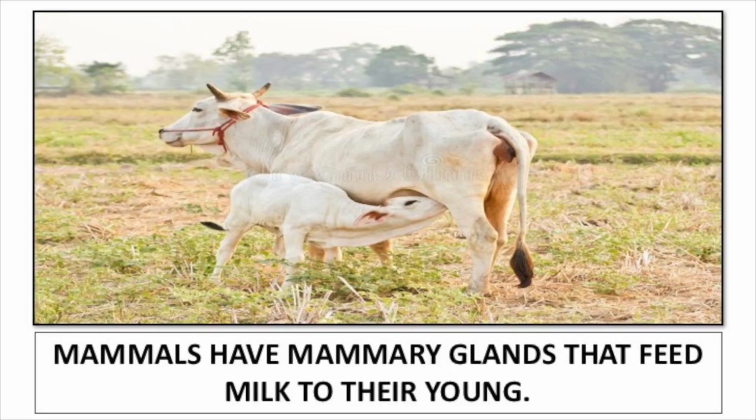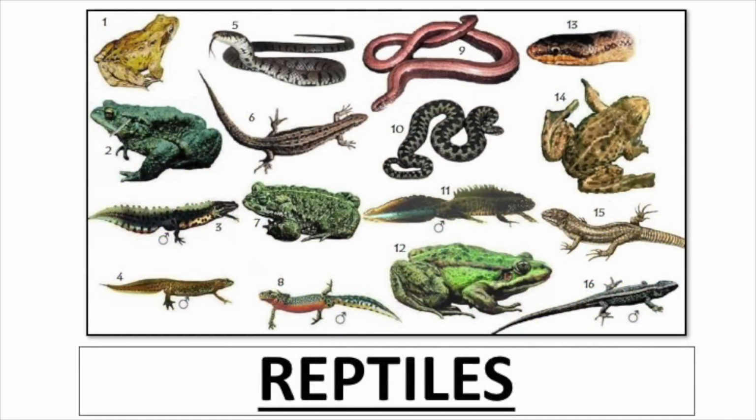Mammals have mammary glands that feed milk to their young. Yes. What animal can you see in the picture here, guys? A cow. Now, what's the young baby cow doing? Drinking milk. You can see that the mummy cow has udders or mammary glands on its body that the young can get milk from. And then our next group of animals, reptiles.